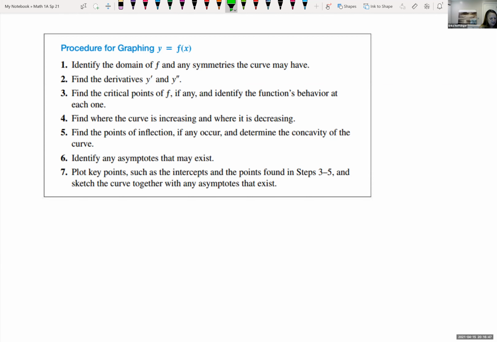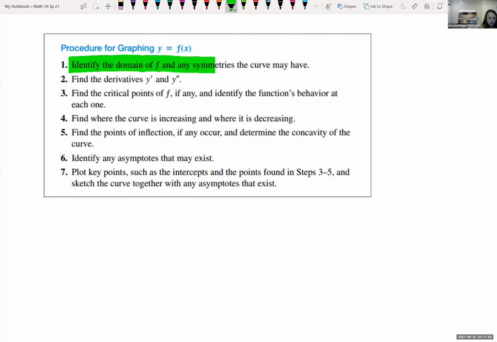So first thing, and this order you don't really have to follow, but one of the first things you should do is identify what your domain is. Because if we find critical values, we need to see if they're in our domain or not. So we need to identify our domain.